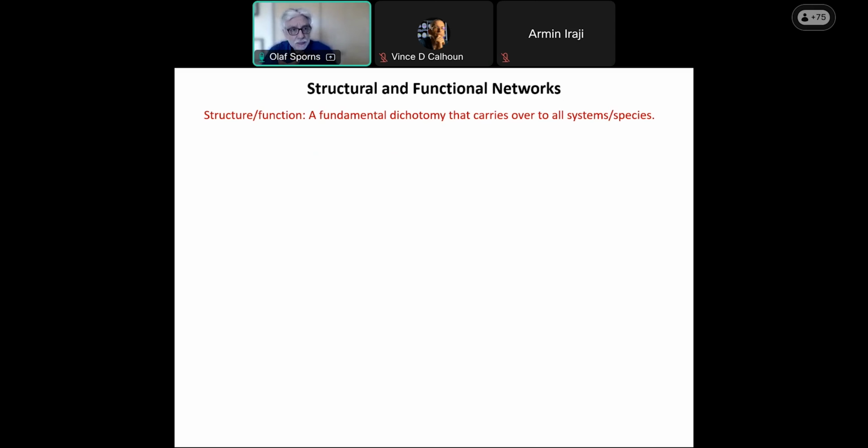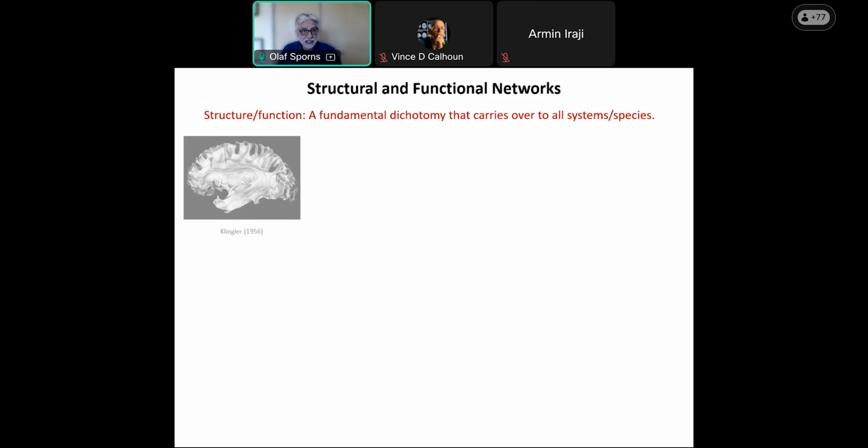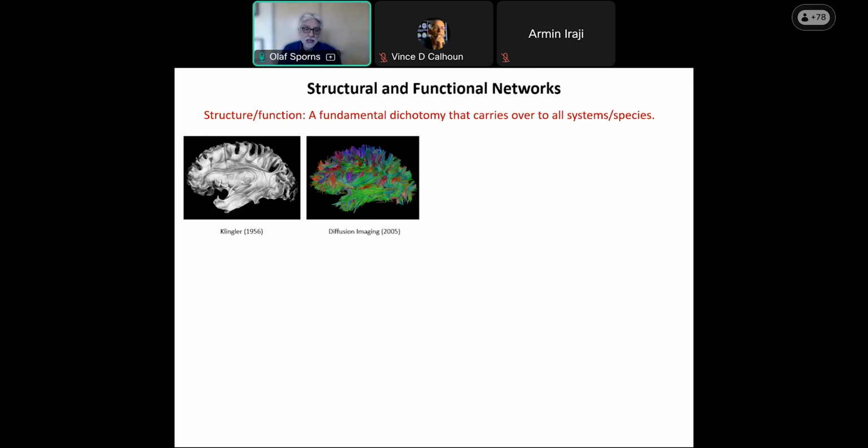Connectomics really is defined on both structural and functional connectivity networks, and the structure-function dichotomy really is fundamental in most biological systems. When I first got started in the field, we knew about the human brain mostly from post-mortem histological dissection, not an ideal experimental vehicle, as you can imagine. But then about 20 years ago, we got the first images coming from diffusion imaging and tractography, which opened a new window on brain architecture, on brain connectivity, on anatomical connectivity in the human brain non-invasively.